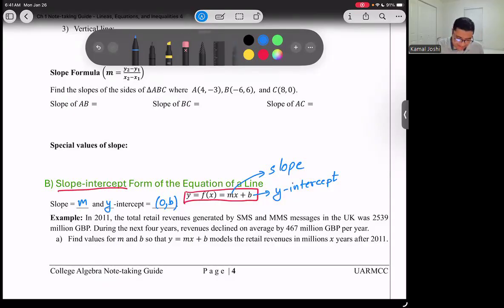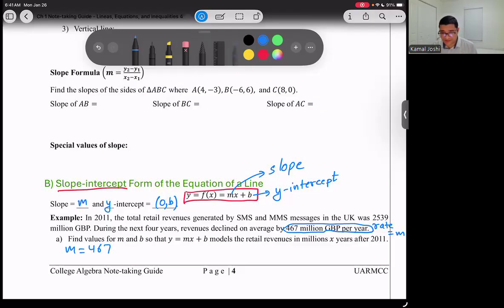As I was saying, the slope represents the rate of change. So when you read this problem, if you have not already thought, pause this and give a quick thought about which one is the slope and which one is the y-intercept in these first two sentences of this problem. The y-intercept and the slope are given there. Figure out which one is which. You should have figured out this per year here means it's a rate, which means it is the slope m. So m is 467.